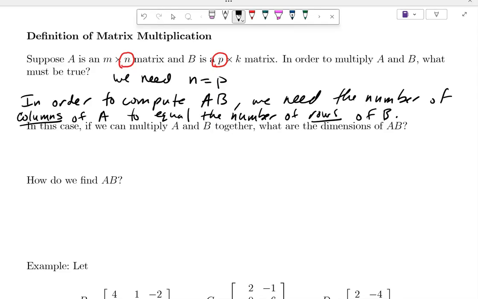When we're done, we get a matrix that has the same number of rows as A and the same number of columns as B. So in this case, we get an M by K matrix when we're done. The number of rows in the product is the same as the number of rows of the first matrix, and the number of columns is the same as the number of columns of the second.